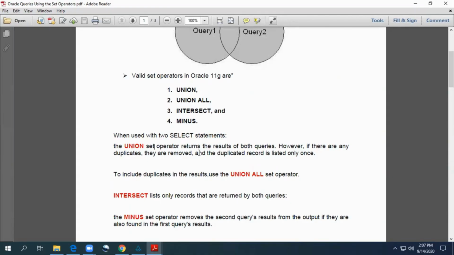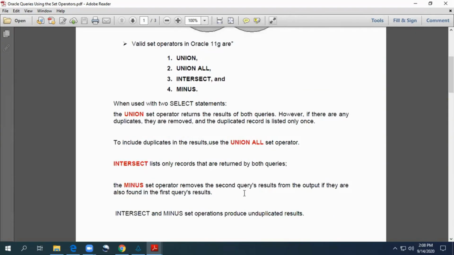In the union operator, you know that it avoids the duplicates. But if you want duplicate values also, then you can use the union all operator. You can join the result of two select queries with the union all operator, and this includes the duplicates in the result. That is the only difference between union and union all. You know the use of the intersect operator, and it is the same here also. Intersect lists only the records that are returned by both the queries. I will explain that with an example in the next slides.